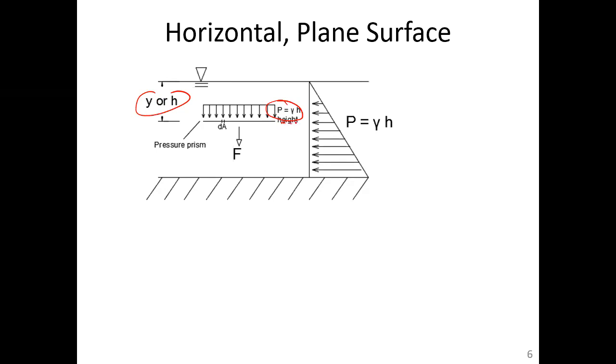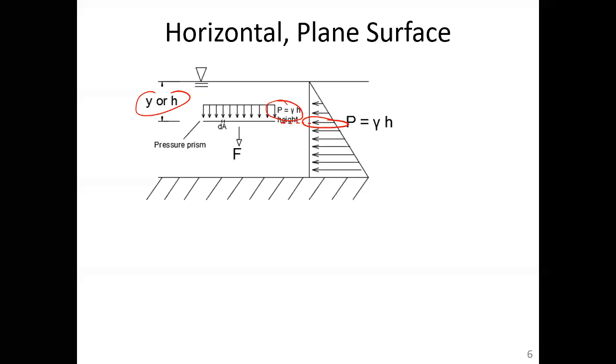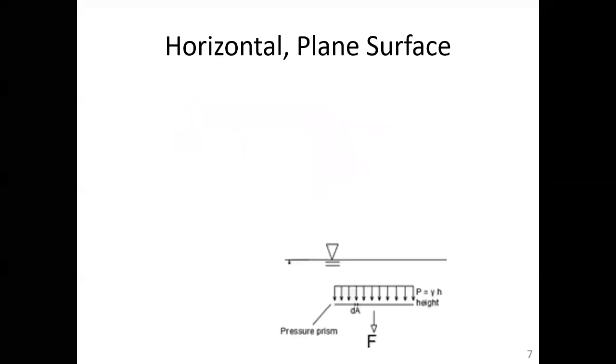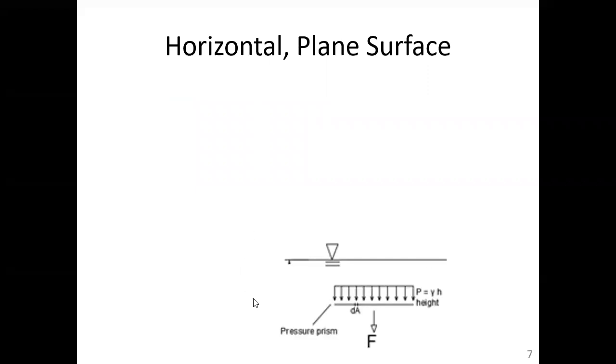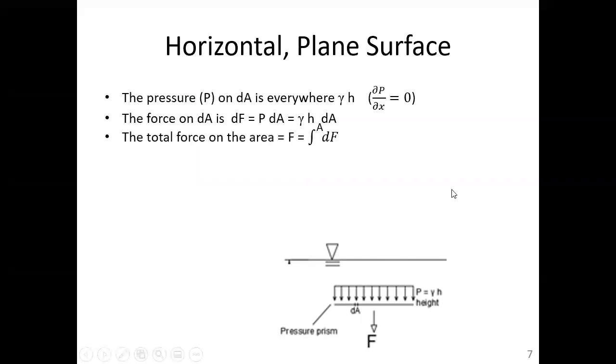So again, if we look at the pressure distribution, the pressure everywhere on that surface is gamma h. And remember, pressure is a scalar. At a point, it's acting the same in all directions. So if we look at the definition sketch in the lower right-hand side from the previous slide, what we would have is the pressure everywhere on the entire surface is gamma h.